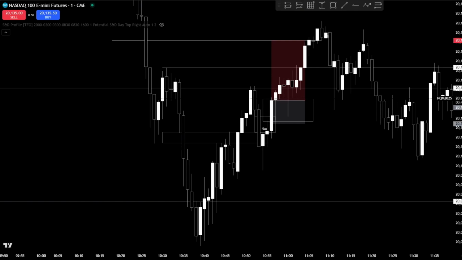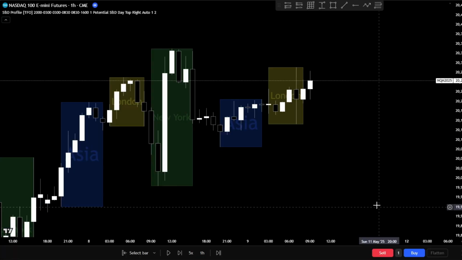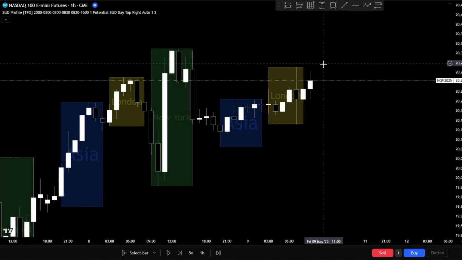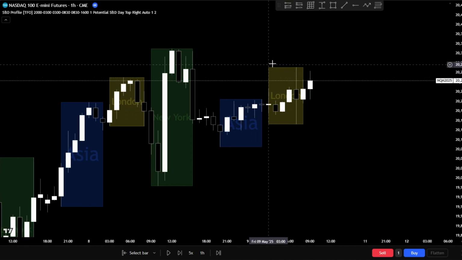Alright, we're going to be doing a trade recap on this trade we took this morning on NQ. So let's just get straight into it on replay mode. Alright, now we're on replay mode back at 9:30 with this indicator on. We're going to map out our liquidity zones here.